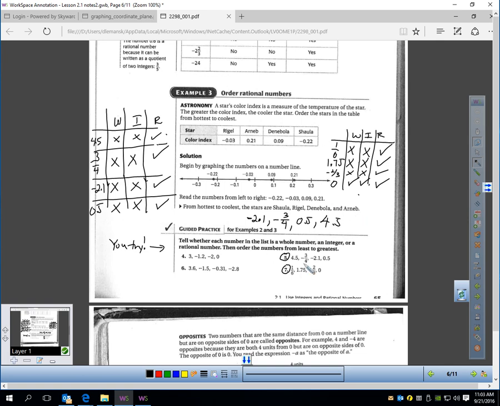And then writing these in order. -2/3 is the smallest. 0 would be next. 1/6 is a little bigger than 0, and 1.75. If I plotted these on a number line, I'd see that this number's farthest right, that number's farthest left.